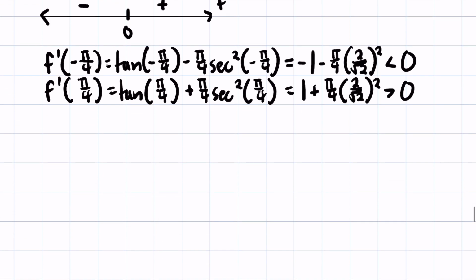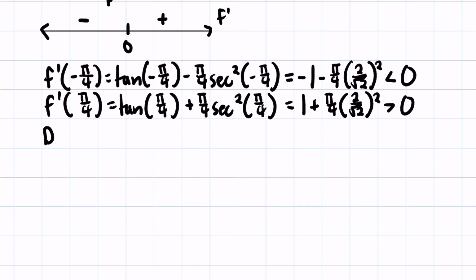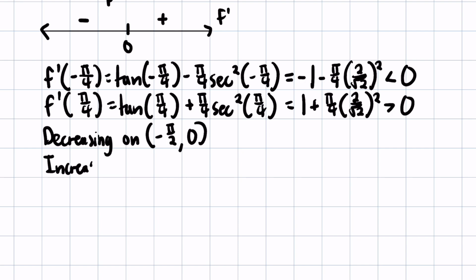So what this tells us is that f is going to be decreasing whenever f prime is negative. So that's on negative pi over 2, the endpoint of our domain, to 0, and then increasing when f prime is positive. So that's from 0 to pi over 2. Normally we'd have negative infinity and infinity, but instead we're using negative pi over 2 and pi over 2 because those are the endpoints of our interval.